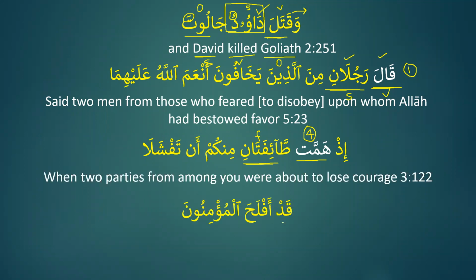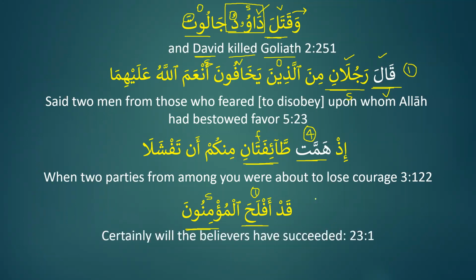And then the last one is qad aflaha al-mu'minun. Now aflaha is used for the past tense. Aflaha means he succeeded. But when we say aflaha al-mu'minuna, then he disappears, and it means the believers succeeded. Aflaha is from form number 1, and the doer, the subject, is plural, which shows that if the doer is apparent, it can be singular, dual, or plural. Certainly the believers have succeeded.